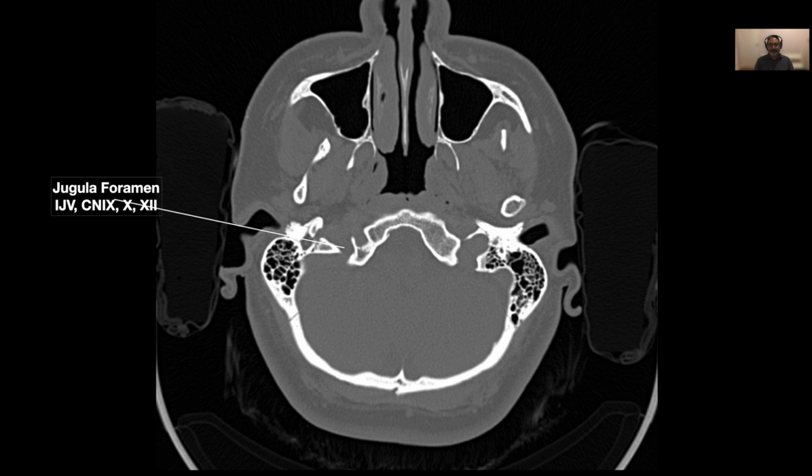No, because there's one foramen left, and that is what 12 goes through. So what's cranial nerve 9? The name? No, that's 12. Glossopharyngeal is 9, correct? 10 is the big one. Some even say the most important nerve in the body. Vagus nerve. And 11 is?